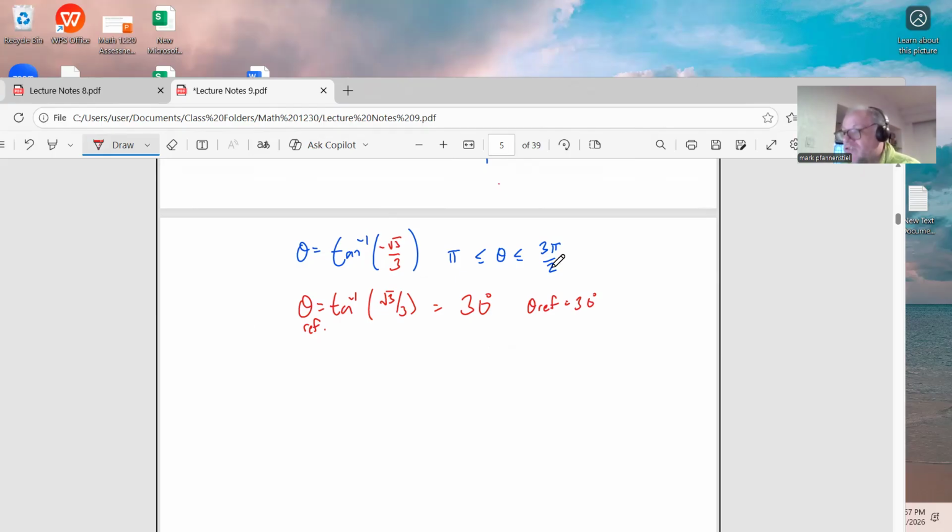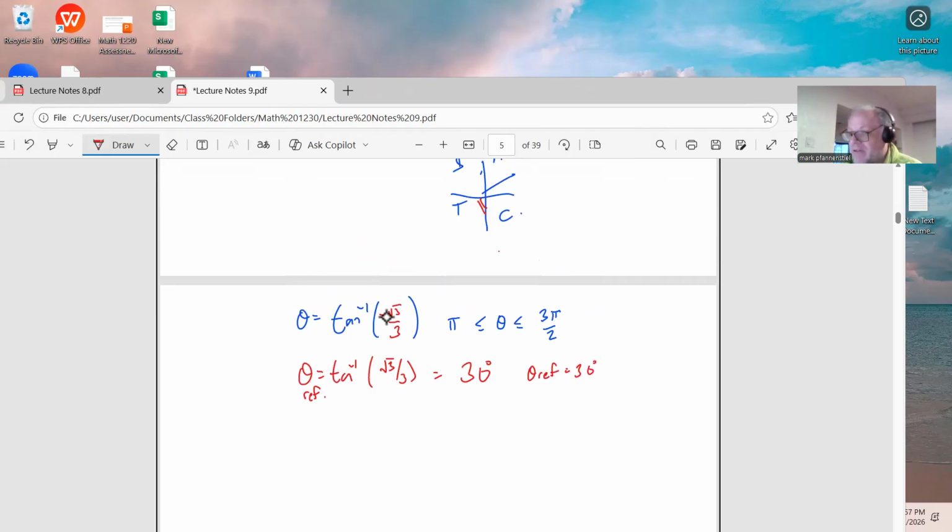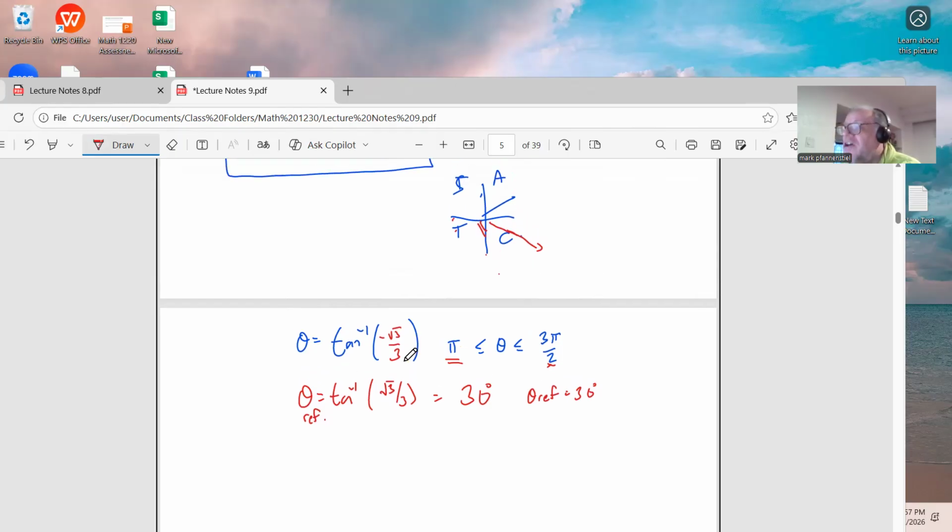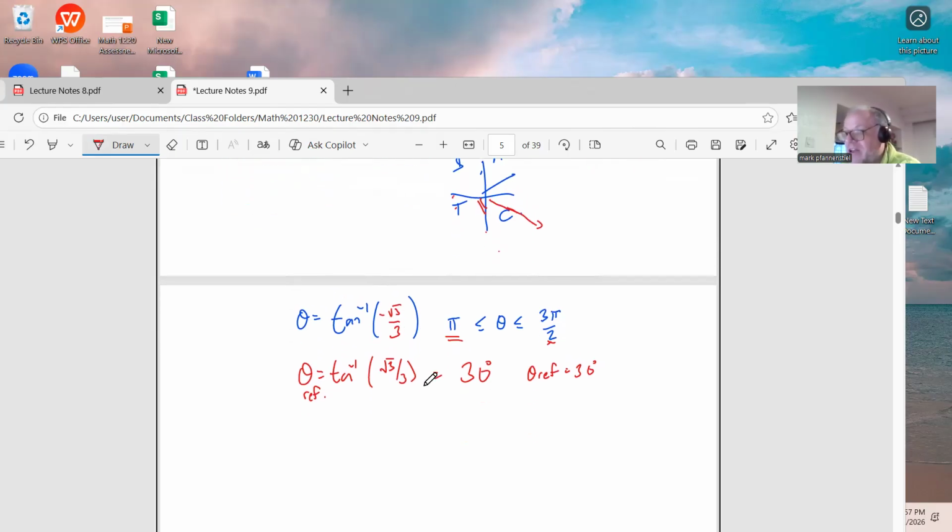Now, if you just plug in negative square root of 3 over 3, you're going to get negative 30 degrees, because it's going to put it in quadrant 4, because that's where arctangent tends to live. We don't want it in quadrant 4. We want it in quadrant 3 because we were told theta has to be between pi and 3 pi over 2. So we know the reference angle is 30 degrees. What's the actual angle whose reference angle is 30 degrees, but that angle is in quadrant 3? That's going to be 180 plus 30 degrees, which is equal to 210, or we could say this is going to be 7 pi over 6.